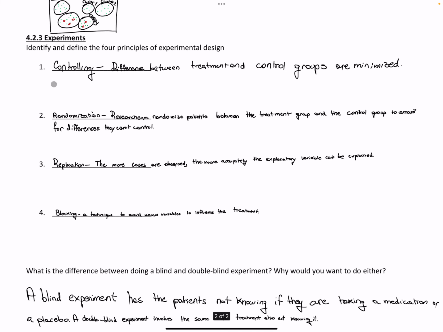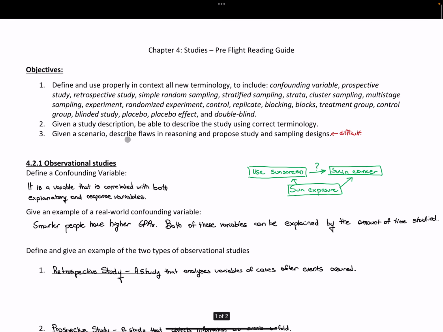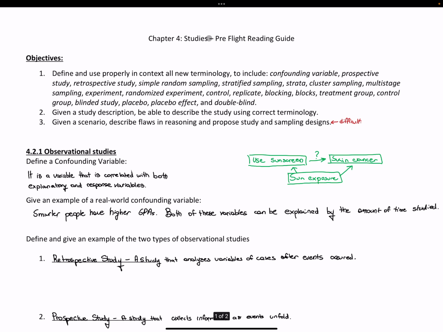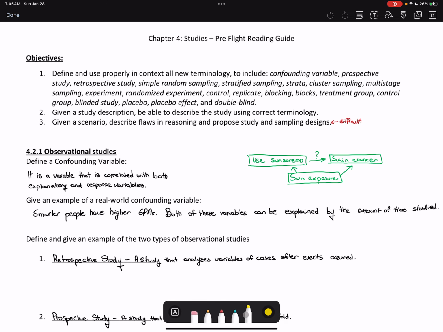So these are the principles of the experiments. It's when researchers randomize patients between the treatment group and the control group to account for differences that they cannot control. And so let me underline certain ones. We could say a randomized experiment and an experiment. These are two that need a little bit more attention.